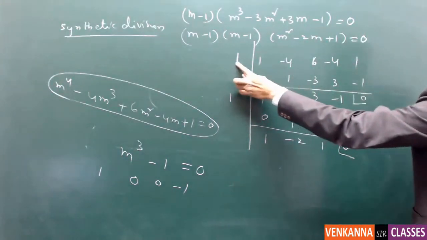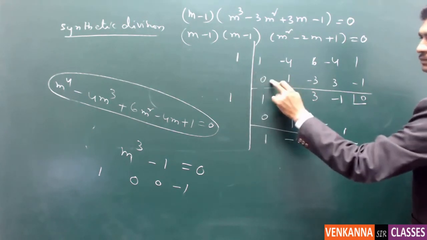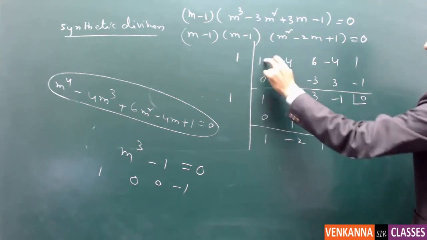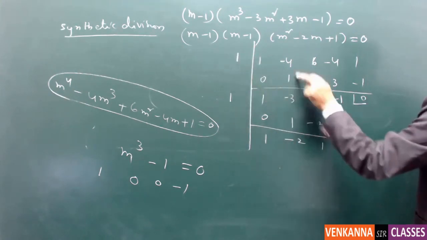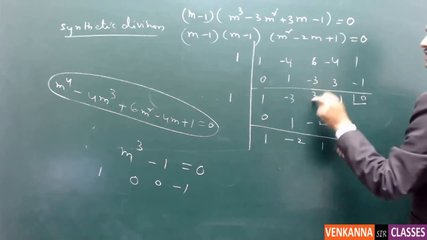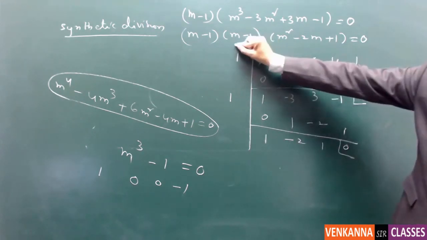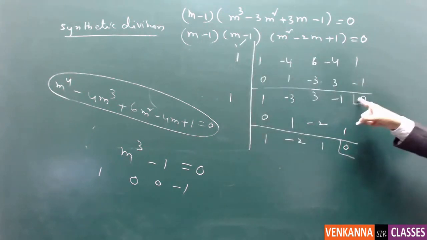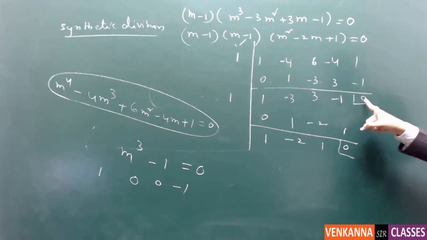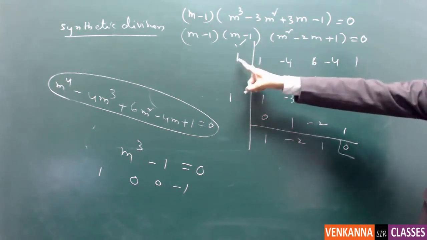You take the root value here. Obviously, for the first position, we should take 0. You have to add these two things, 1 plus 0, 1. Again, multiply these two. 1 into 1, 1, add these. -3 into 1, -3, add these like that. If the number taken by you is a root, then obviously the last value must be 0 here. If you didn't get 0 here, it means the number taken by you is not the root.